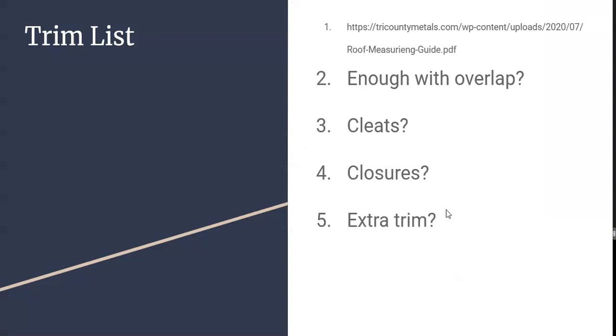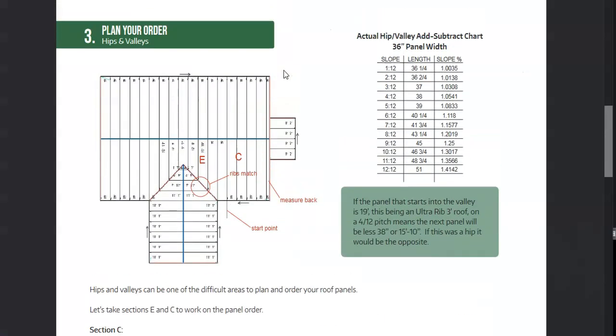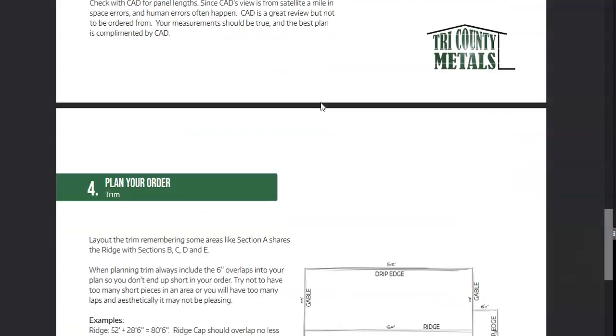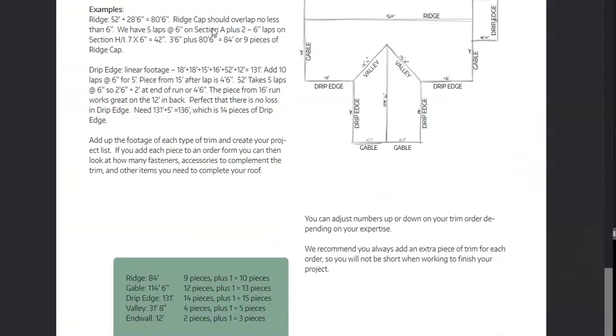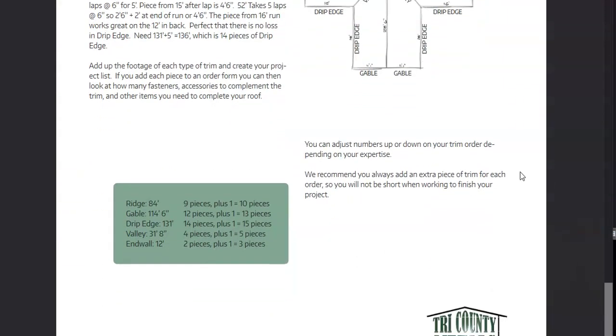All right, do we need extra trim pieces? That's a good question. I recommend we toggle back over to our Tri-County Metals article, and if we scroll down, they have a section on trim. And if you read that, you'll notice that they are recommending get an extra trim piece for every single one. And let's assess that. I mean, if this is your first time doing it, I would say go ahead. But realistically, most people are going to just stick with 90 feet of ridge cap.